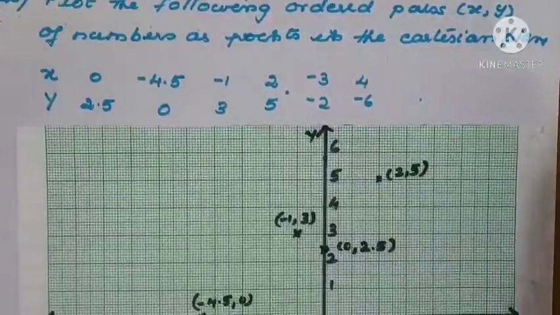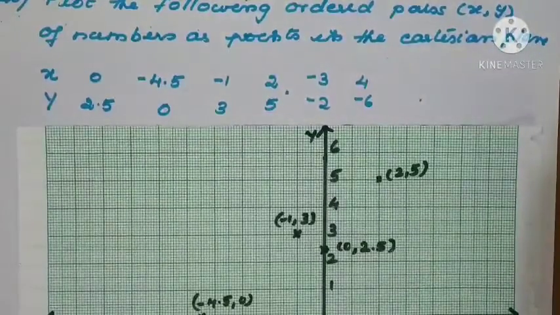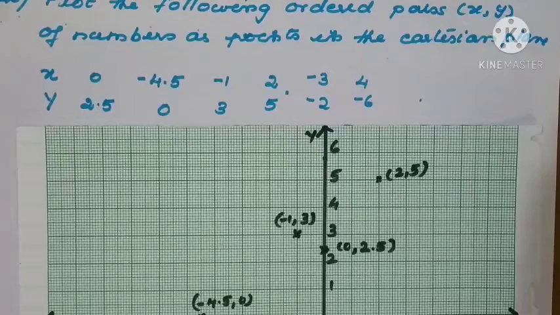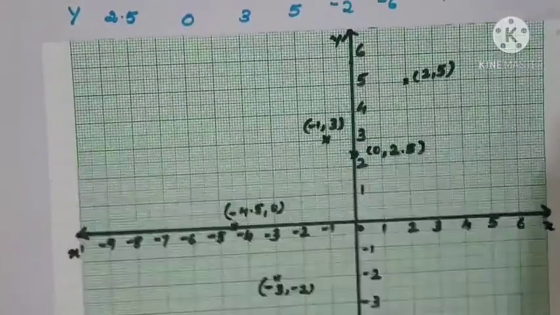Plot the following ordered pairs x comma y of the numbers as points in the Cartesian plane. 0 comma 2.5, next minus 4.5 comma 0, minus 1 comma 3, and 2 comma 5, minus 3 comma minus 2, 4 comma minus 6. So a graph paper is required. You should have a graph paper and also draw the x-axis and y-axis. Like this we will get the points.